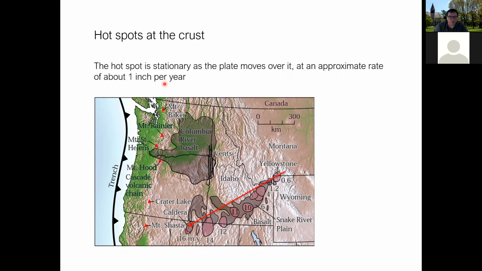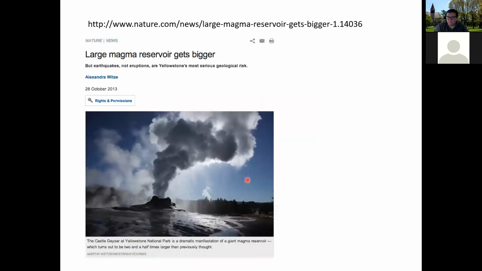But to give you perspective, this relative plate motion is about an inch per year. That's about the average, 1 to 2 inches, about the rate at which the plates move, and it sort of tracks the long-term motion of the North American plate over the Yellowstone hotspot.